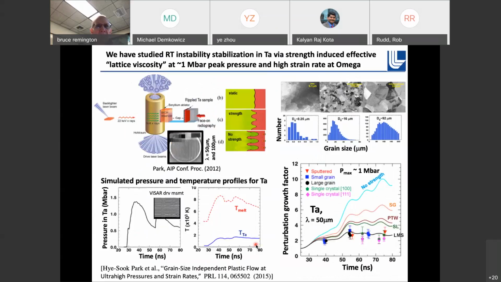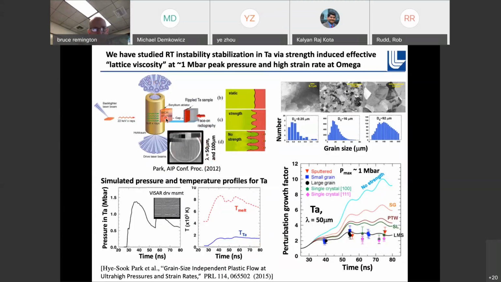And so now when we take this to the solid state, this was an experiment shown also in Robert Rudd's talk. So this is an experiment by Hye-Suk Park that was done on the Omega laser, I believe. One of her first experiments in this sequence of solid state Rayleigh-Taylor. This was for tantalum, and you see here's the hohlraum. The Omega lasers come into the hohlraum.